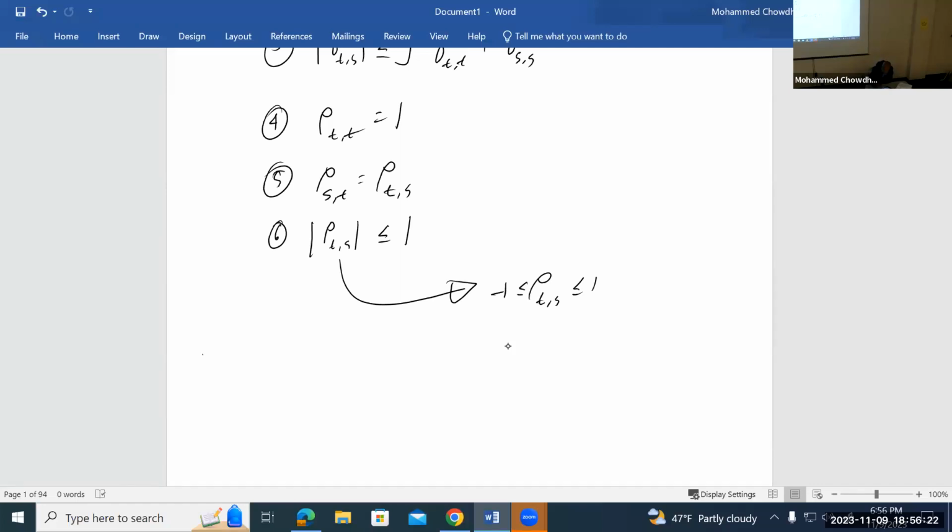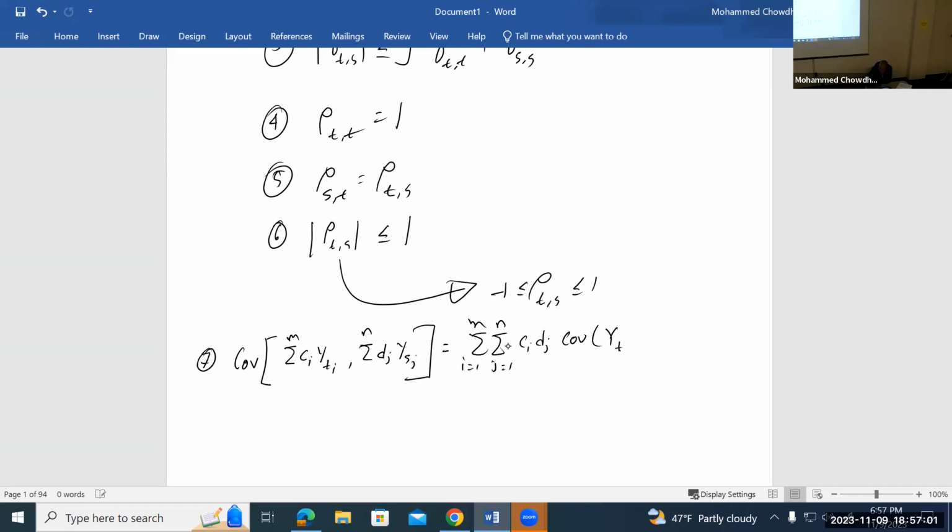Now number 7, this is true. The covariance of two series where constants are involved could be written as follows. If the series are a sum of c_i y_{t_i} and a sum of d_j y_{s_j}, where i goes to m and j goes to n, then this could be written as the double sum over i from 1 to m and j from 1 to n of c_i d_j times the covariance of just the two series, y_{t_i} and y_{s_j}.